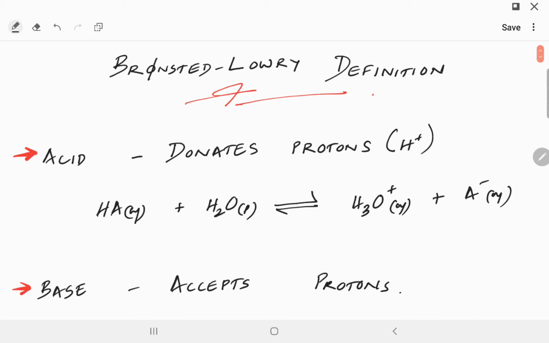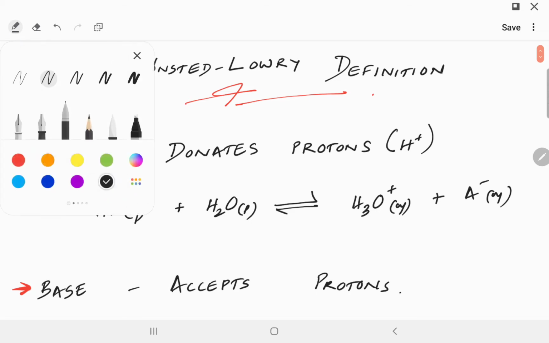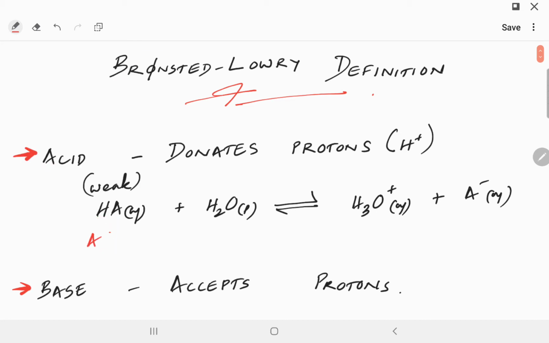Of course, if HA is a strong acid, you will have a single-headed arrow, but in this reaction that I have drawn, you have a reversible arrow, which means HA is actually a weak acid. So HA is going to be your acid, and A minus is going to be your conjugate base. In this weak acid called HA, the conjugate base is going to be A minus.